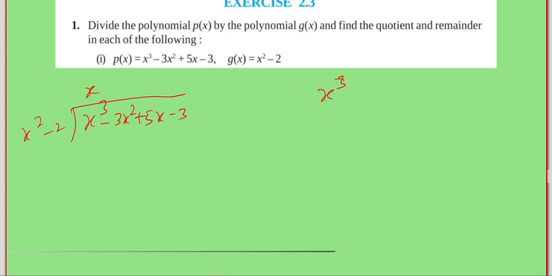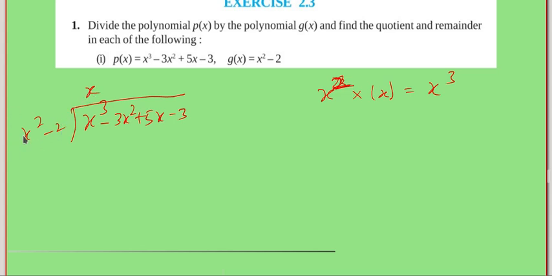Okay, x square, the divisor we have to take. What do we have to take to get x cube? x square is in our divisor. With this, what do we take to get this whole term? If we multiply by x we will get x cube. So with that x we have to multiply this entire divisor.